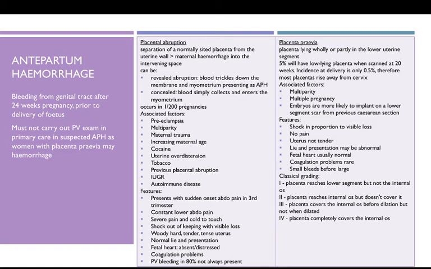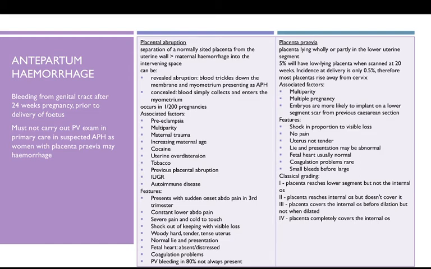This occurs in 1 in 200 pregnancies, and there are certain things that are associated with placental abruption, such as preeclampsia, multiparity, maternal trauma, increasing maternal age, cocaine use, and uterine overdistension. This could be because of a multiple pregnancy, which causes overdistension of the uterus. Also tobacco use, previous placental abruption, intrauterine growth restriction, or an autoimmune disease. All of these things are associated with placental abruption.